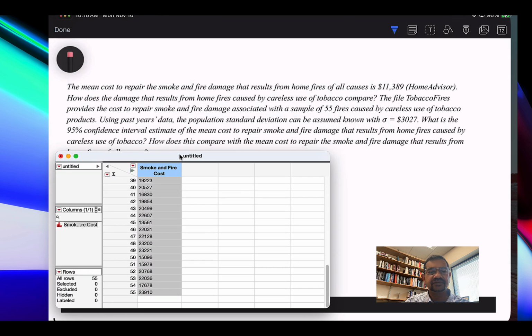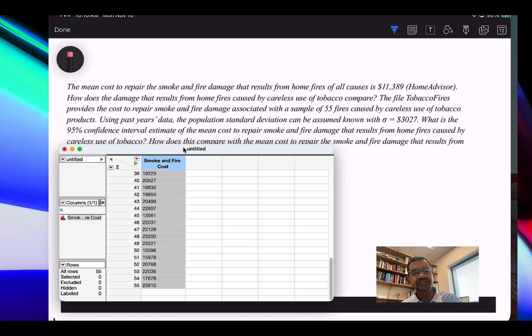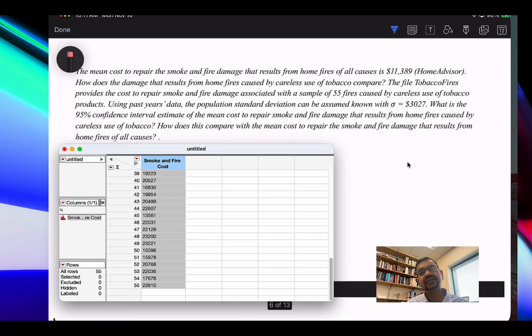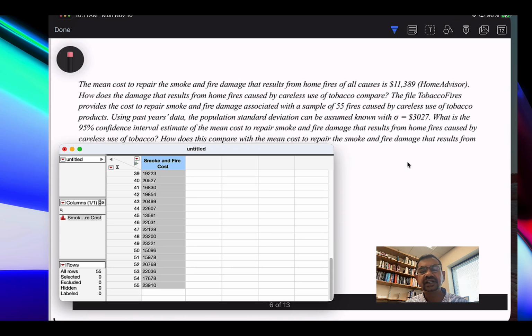We have 55 observations. Each of them is the cost to fix damages caused by fires resulting from careless use of tobacco. We want to use this to build a confidence interval around the population average cost of fixing fire damages caused by fires resulting from the use of tobacco. And we will then compare and contrast this with the damages resulting from fires due to all causes.